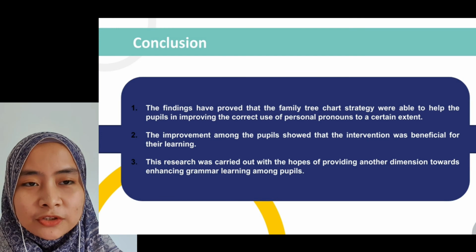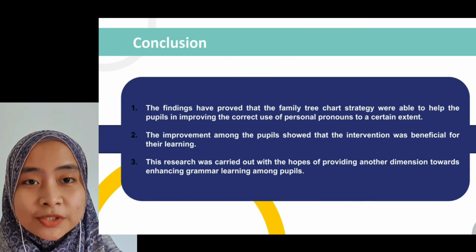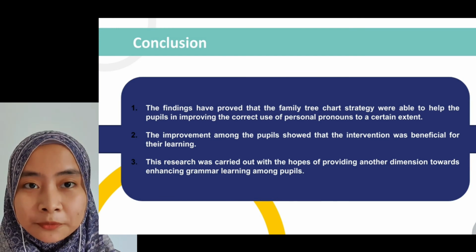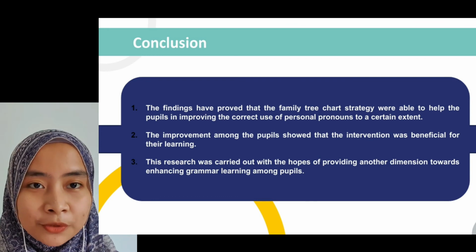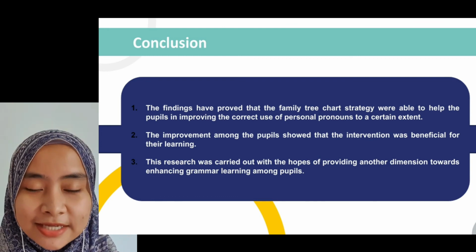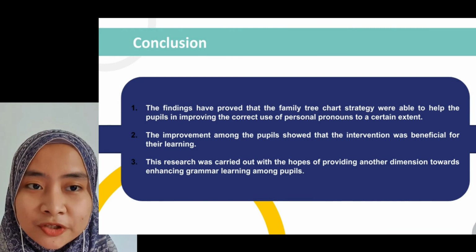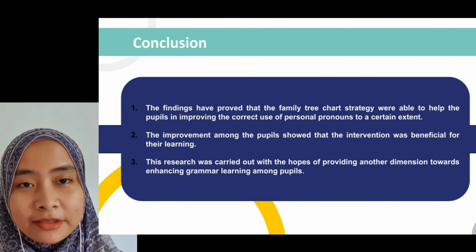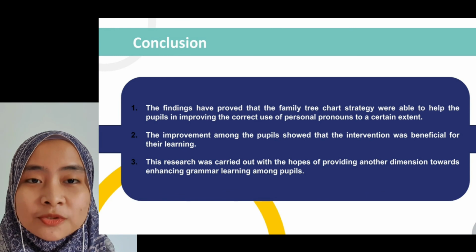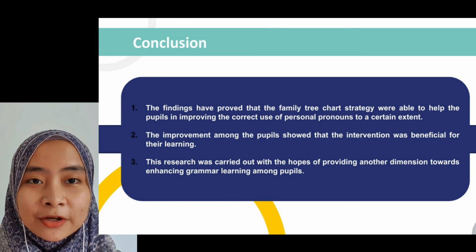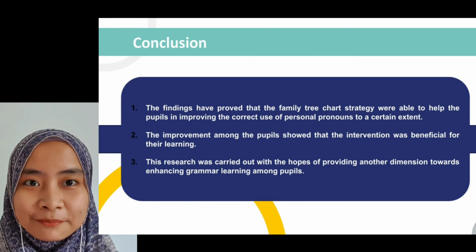The findings have concluded that the family tree chart strategy was able to help the pupils in improving the correct use of personal pronouns to a certain extent. The improvement among the pupils showed that the intervention was beneficial for their learning progress. This research was carried out in the hopes of providing another dimension towards enhancing grammar learning among pupils.